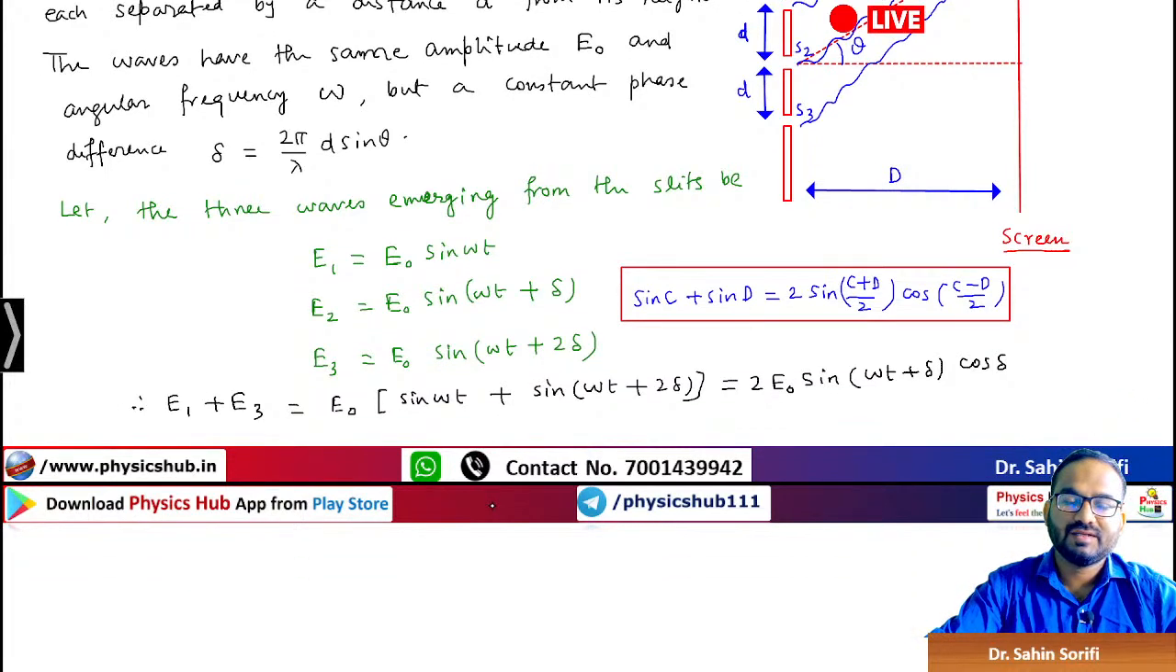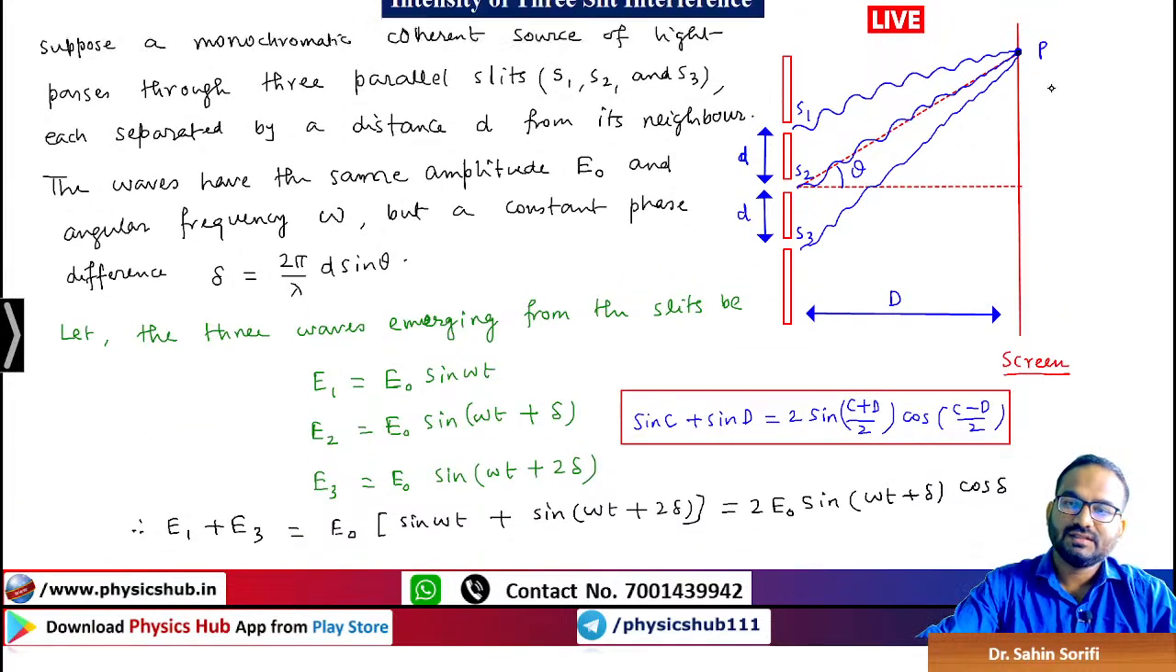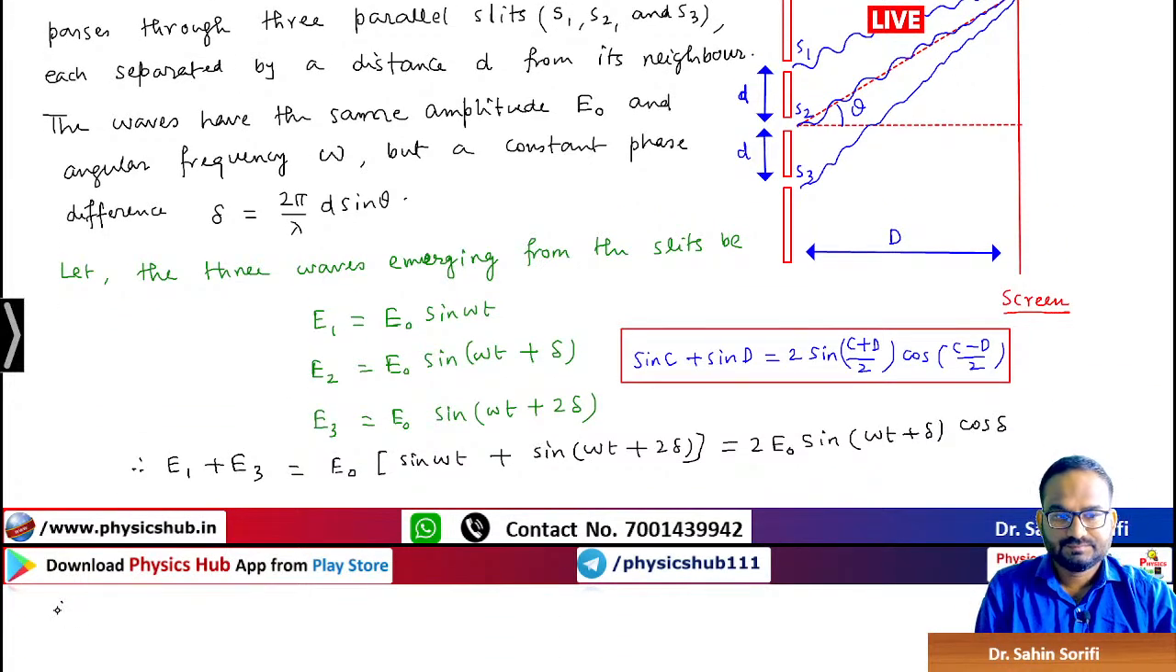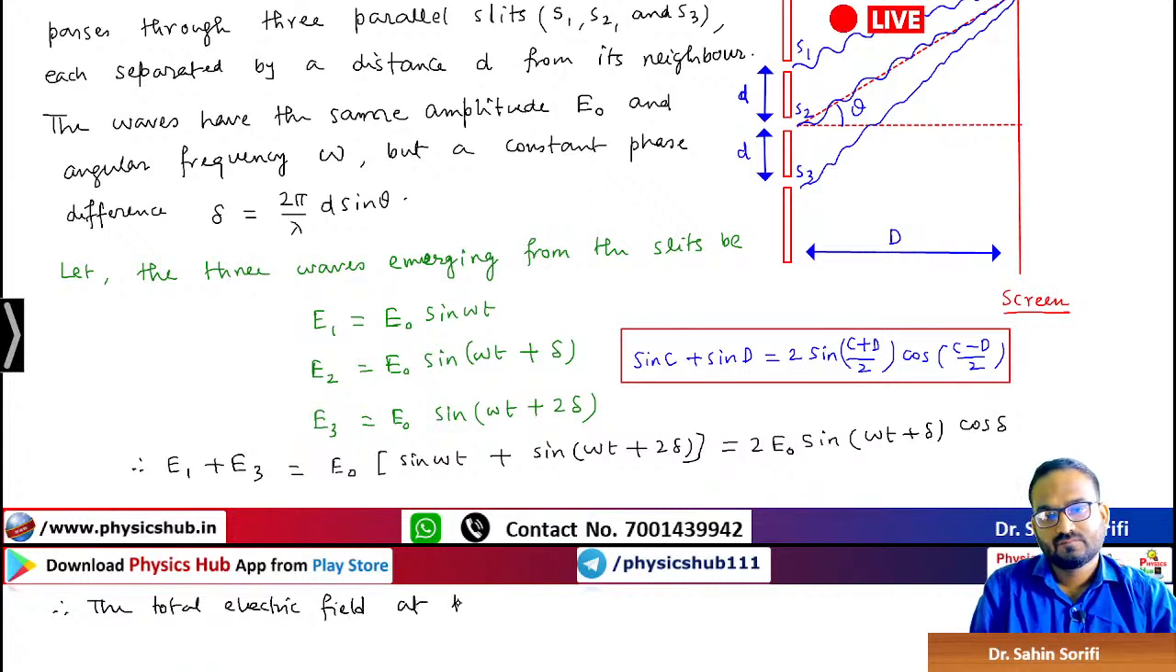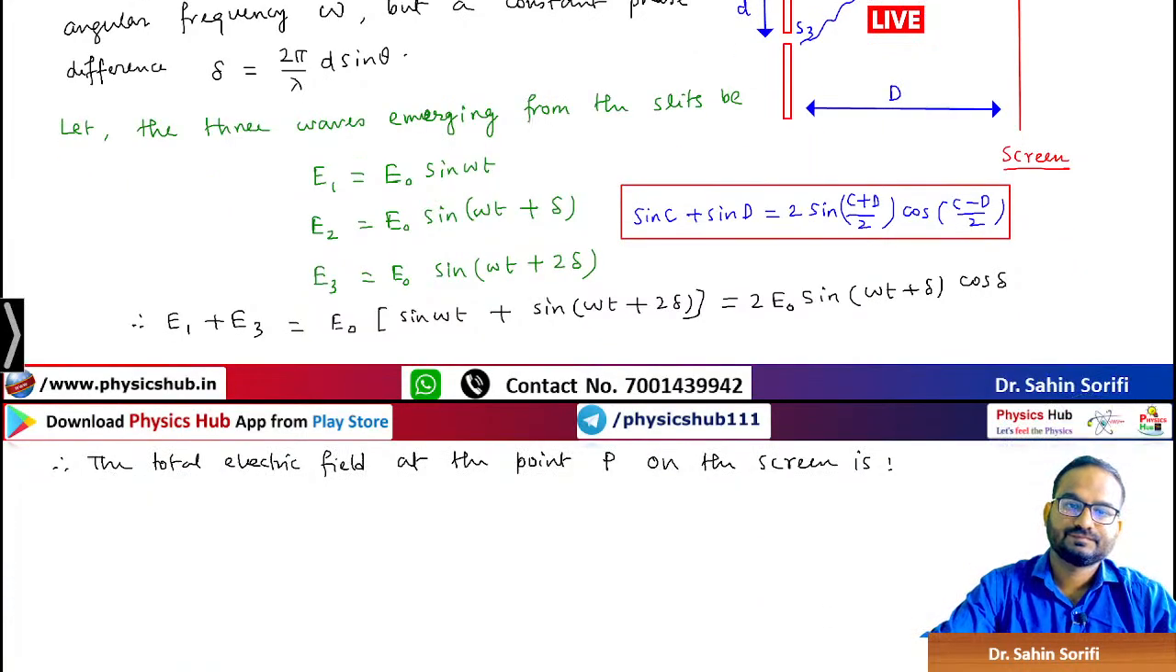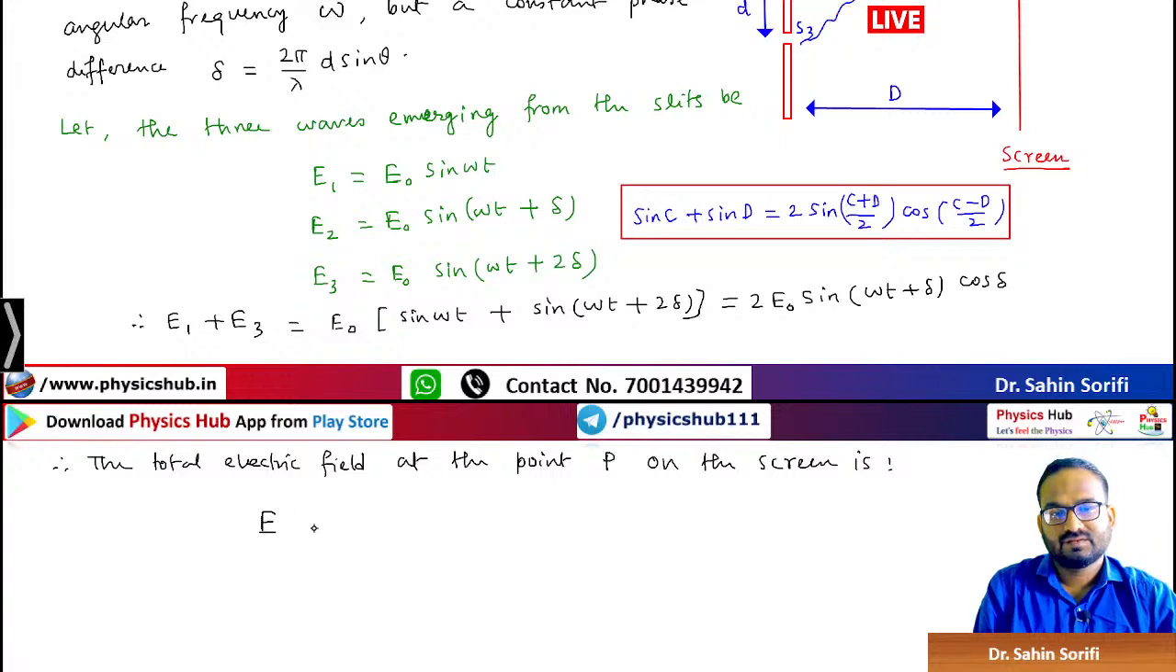Once we calculate E1 plus E3, now if you add the remaining E2, you can get the resultant electric field at point P. Therefore, the total electric field at the point P on the screen is E equals E1 plus E2 plus E3.